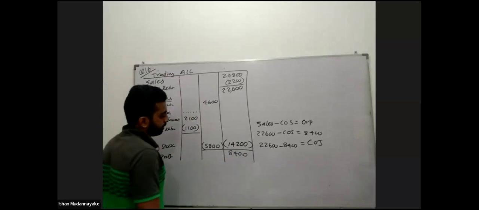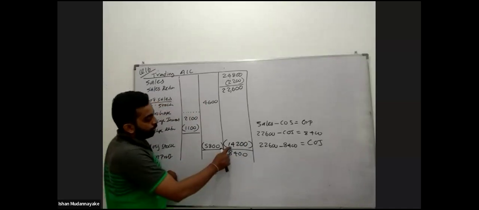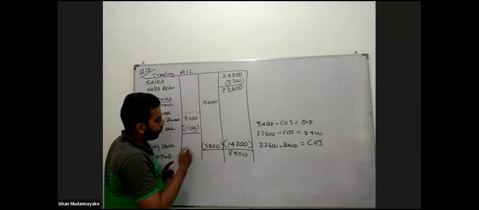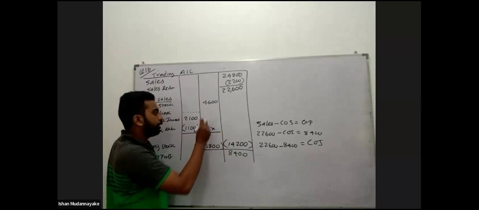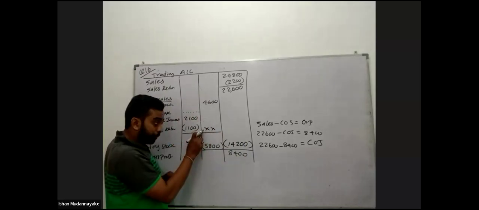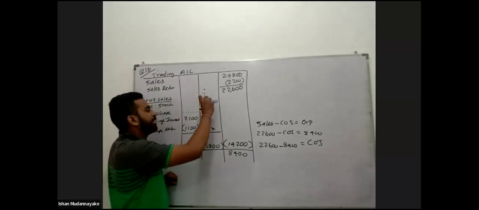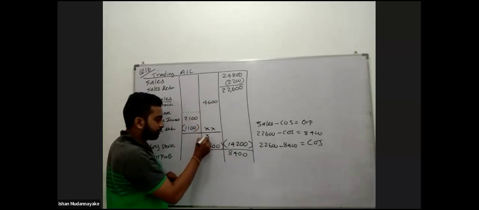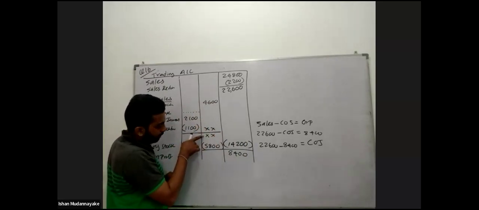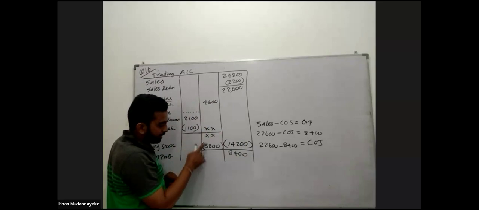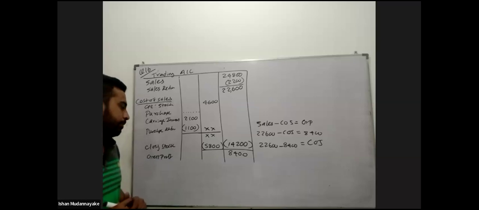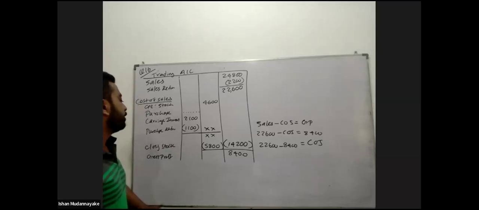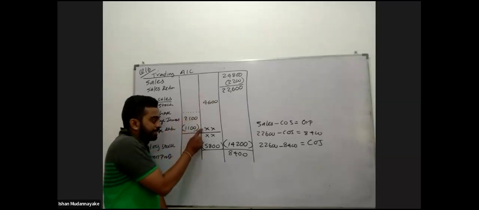Right. Now, how to calculate cost of sales? Opening stock plus net purchases. And then from this amount, you can minus closing stock to calculate cost of sales.